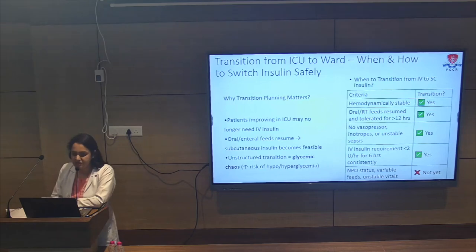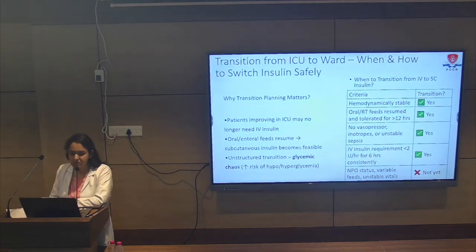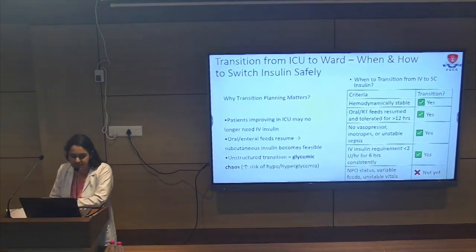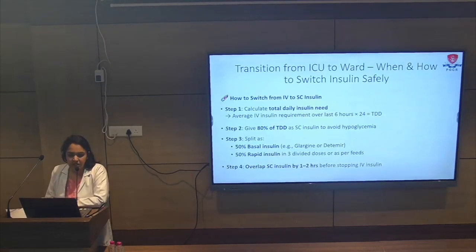So when do we transition the patient from IV to subcutaneous? It is when the patient is hemodynamically stable, oral or RT feeds have been resumed and tolerated, the patient is not on any vasopressor or inotropic support, and the IV insulin requirement has been less than 2 units per hour for 6 hours consistently. Now, how to switch from IV to subcutaneous insulin?